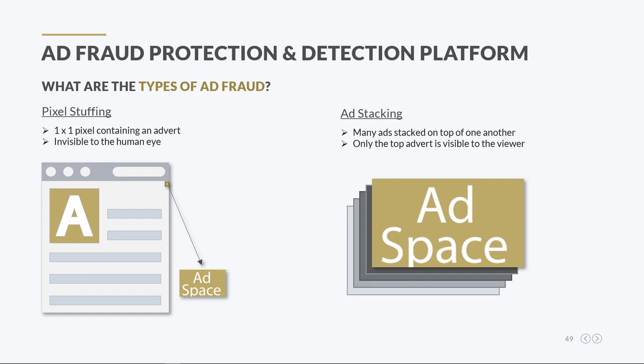Ad stacking occurs when multiple ads are stacked on top of one another, with only the top ad being visible to the viewer. Even though the rest of the ads are invisible to humans, their impressions are still considered valid. Advertisers have to pay for such impressions. Again, this method is used by dishonest publishers to increase their ad revenues.